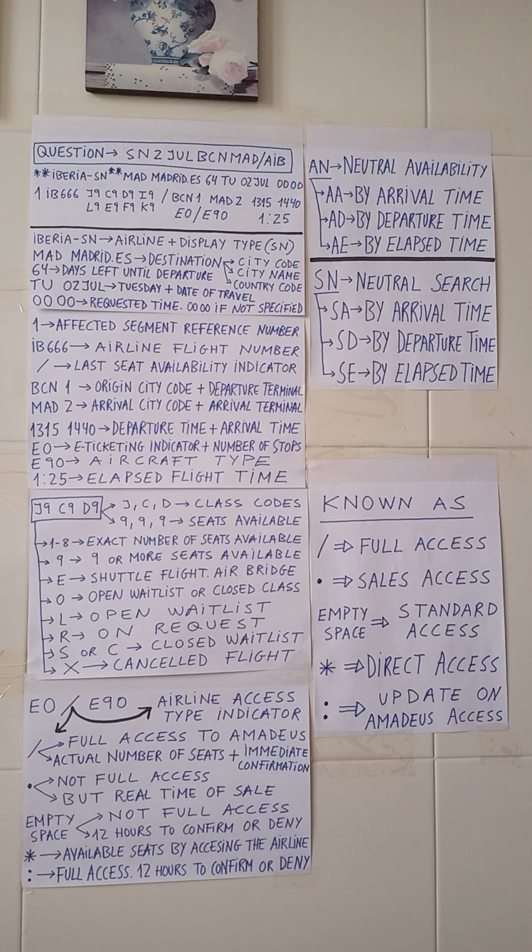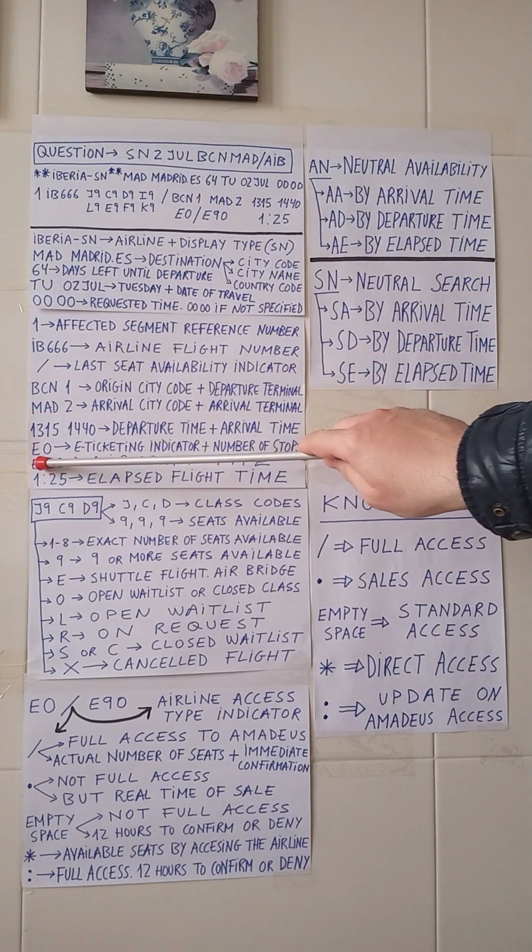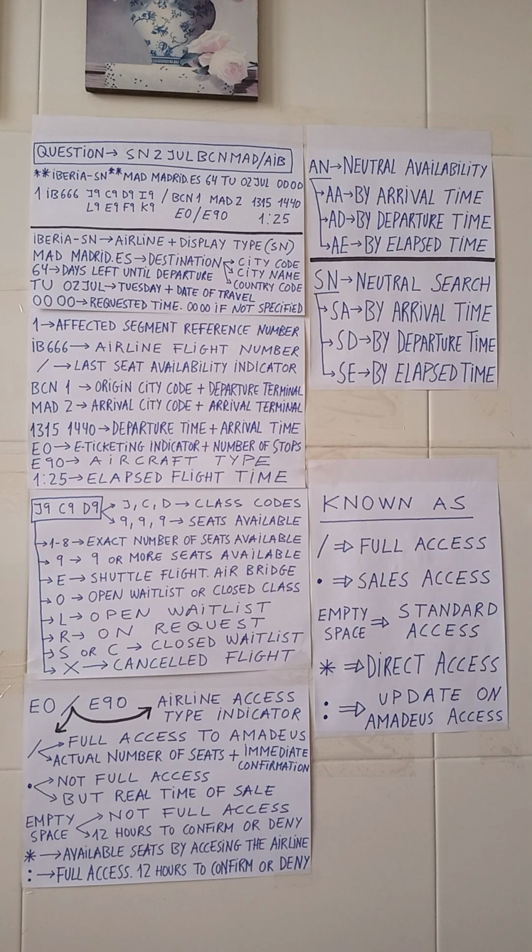I am going to explain this bar in detail on the last page. E90 refers to the type of aircraft that the airline Iberia will use on this trip. 125 refers to the duration of the flight.